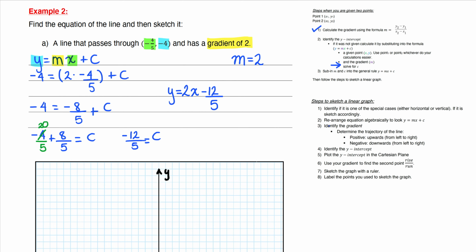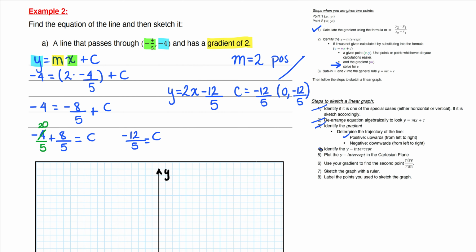So now we have to follow these steps to sketch it. First, identify if it's one of the special cases. No, it's not. Rearrange it. We have done that because we already have it here. Identify the gradient. The gradient is going to be 2. Fantastic. And it's positive, so that means that it's going to go upwards. Good. So I've done this one and this one. Identify the y-intercept. My y-intercept is negative 12 over 5. And that means that it's going to be (0, -12/5).